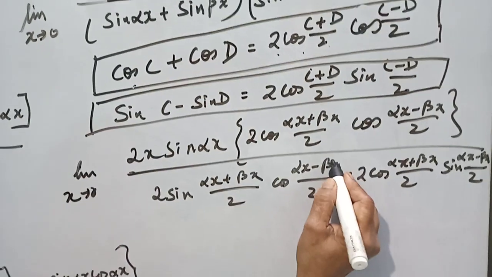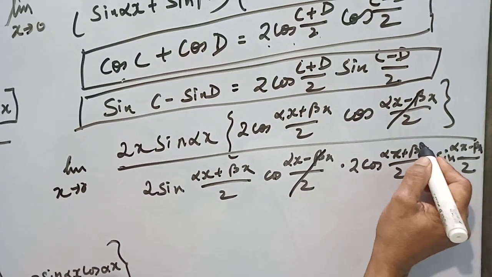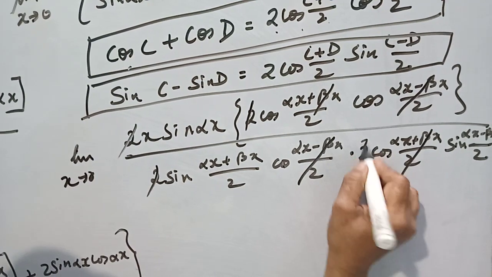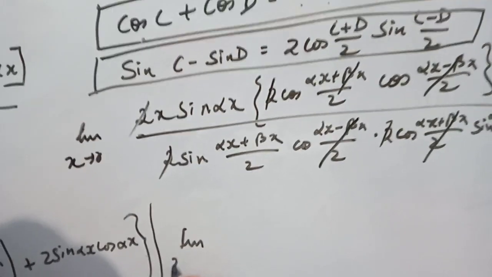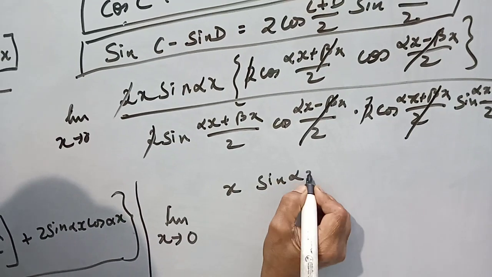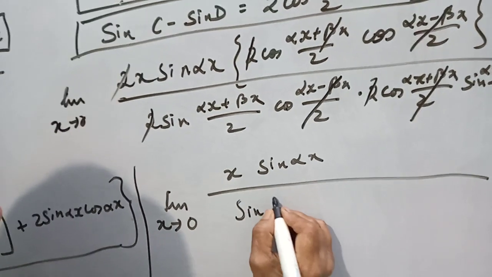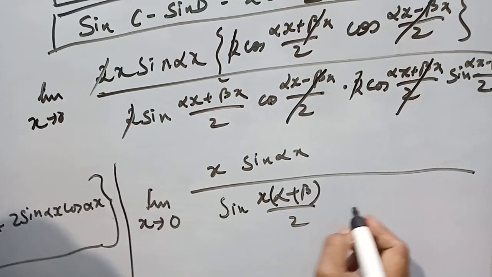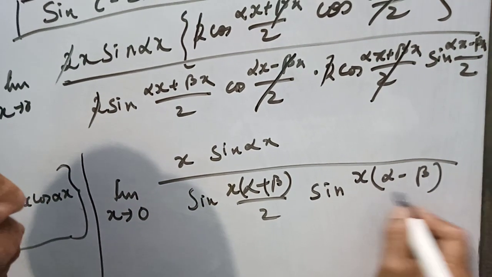So this cos alpha x minus beta x cancels, and cos alpha x plus cos beta x also cancel, and 2 2s are 4, this 2 and this 2 cancel. So we are left with limit x tending to 0, x sin alpha x, and here we are left with sin x, taking alpha plus beta by 2 common, into sin x, taking alpha minus beta by 2 common.